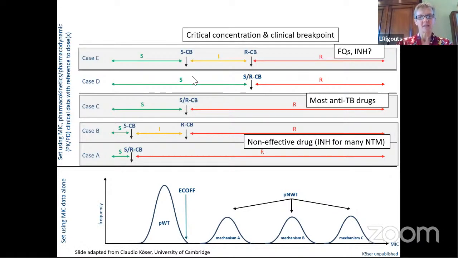Now, in some cases, you have a bimodal curve following the ECOFF. So you have mechanism A and mechanism B, which could allow you to define a critical concentration and a clinical breakpoint, or to define the susceptible, the intermediate, or susceptible at an increased dose, and the resistant ones. This has been shown for the fluoroquinolones and potentially is also true for isoniazid.